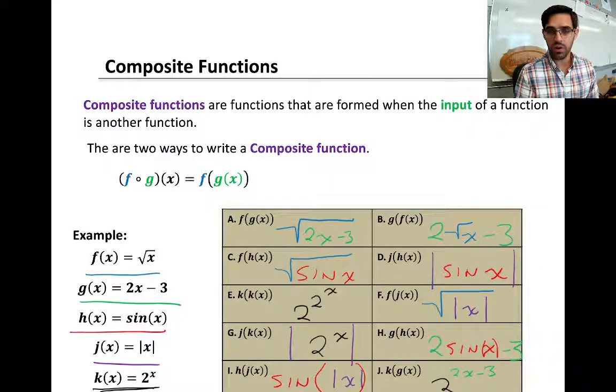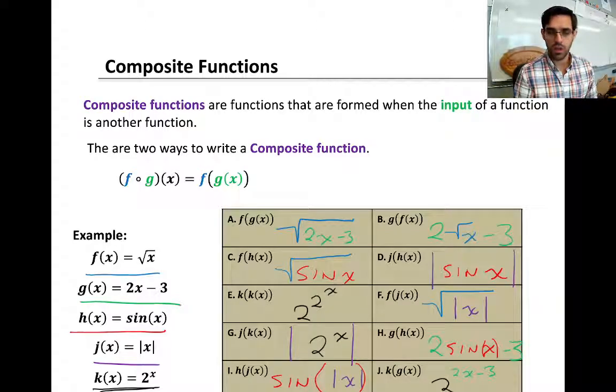Take a moment, look at the rest of these, see if you can make sense of them and how I got to those answers. I try my best to color code. One to notice is maybe example E, we're putting a function inside of itself. Totally fair game. So I'm going to take 2 to the x and make that my input for the x. So if I replace the x with 2 to the x, I get 2 to the power of 2 to the power of x. Power to a power.